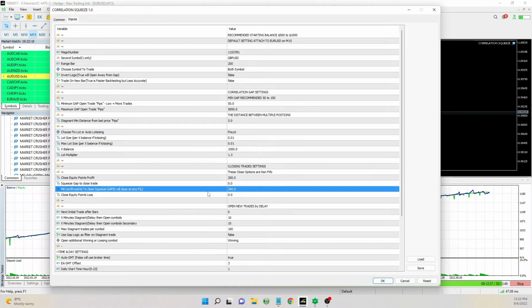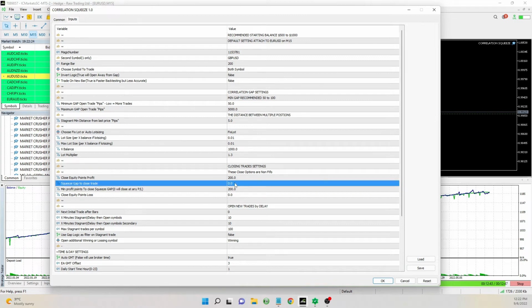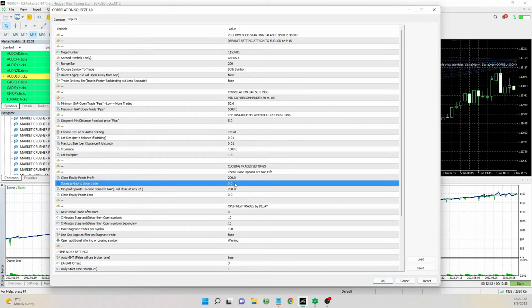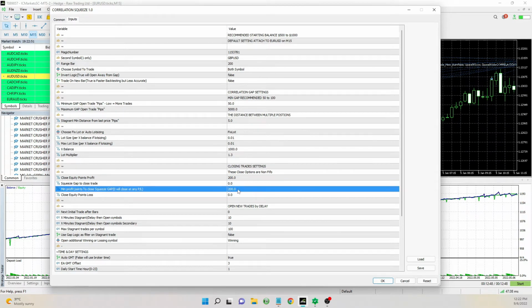And minimum profit points here. You can even squeeze the gap to close trades. You can literally set it to, let's say you have it at a 100 pips gap, you can set it to close at 50 pips. So when the gap goes from 100 and squeezes down to 50 pips distance, it'll close the trade. You could do that. And then you could click minimum profit points to close squeeze gap. So I have it set to 200 because I don't want to take anything less than 200 points right now, but you can adjust that as well.